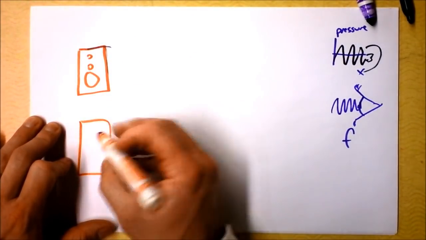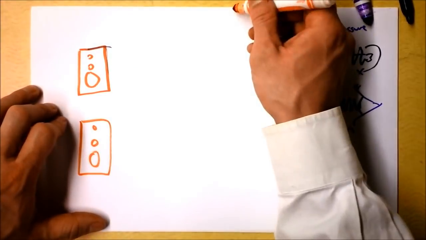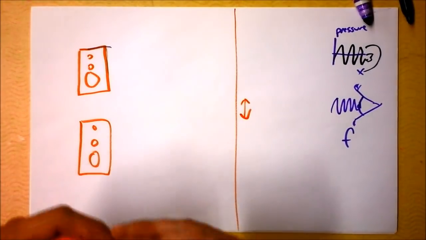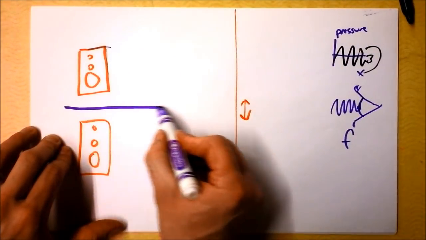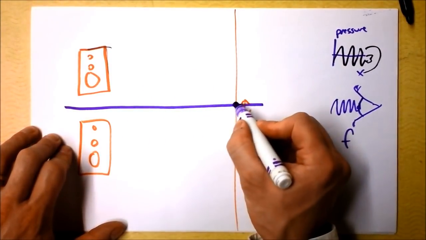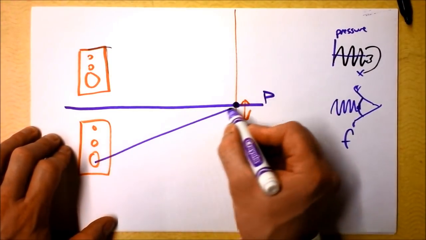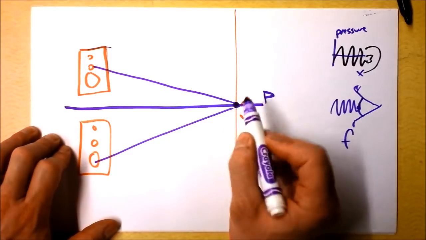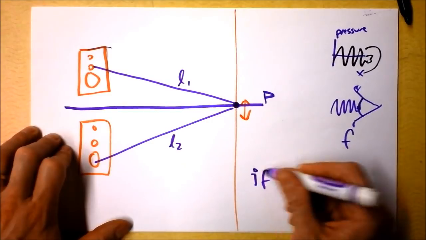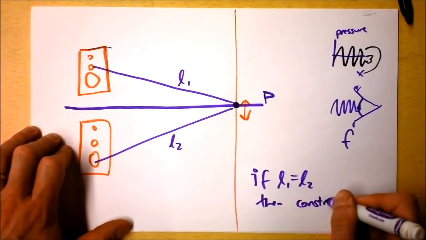And there's this other one down here, and it's got a woofer and a mid-range and a tweeter putting out some sound. And that sound, well, if I look at a line right here, I could walk up and down on this line. And you know, of course, that everybody who stands right smack in between these two speakers is going to have the same distance from one speaker as they are from the other speaker. So I can call this location here P, and I'm going to say that the distance from one speaker and the distance from the other speaker, we're going to call these L1 and L2. Here's my first statement: if L1 equals L2, then constructive interference.